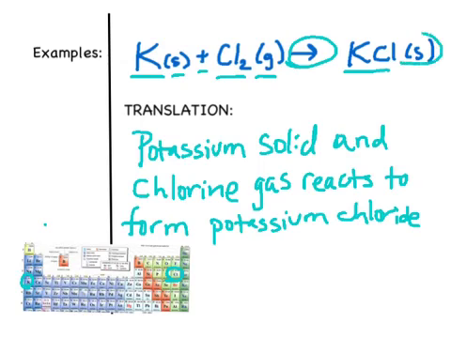Alright, and then our last symbol is S, which means solid, so this one's a pretty easy one. Potassium solid and chlorine gas react to form potassium chloride, solid. Bam, done.